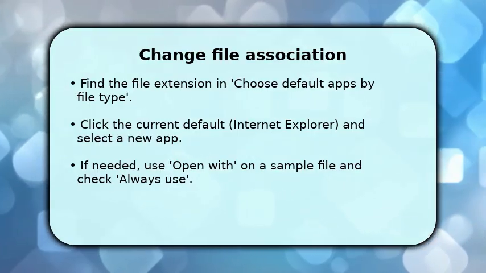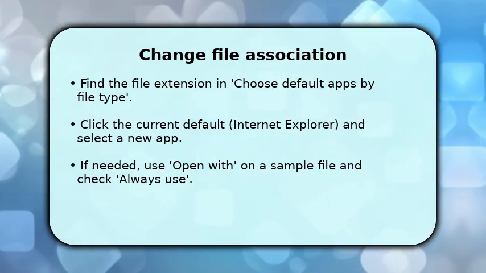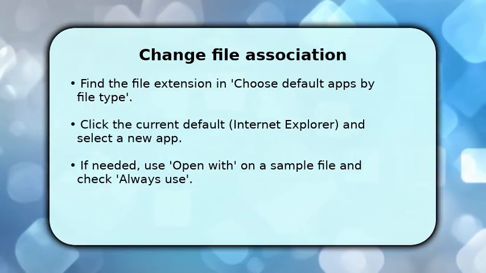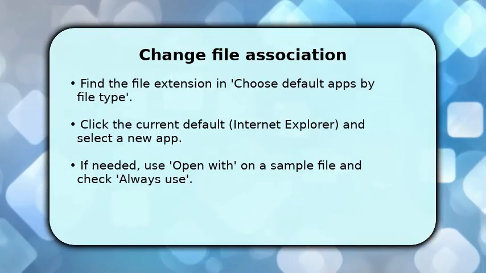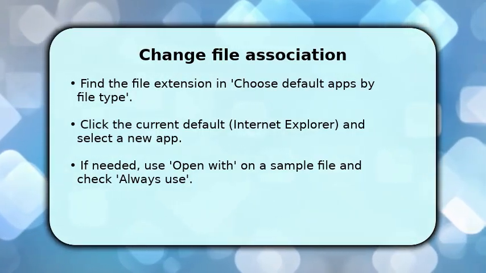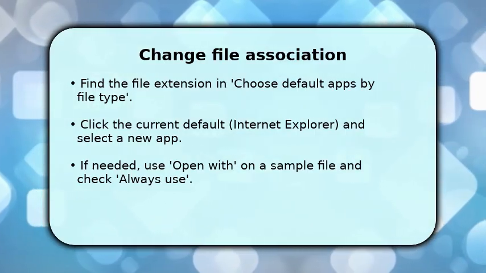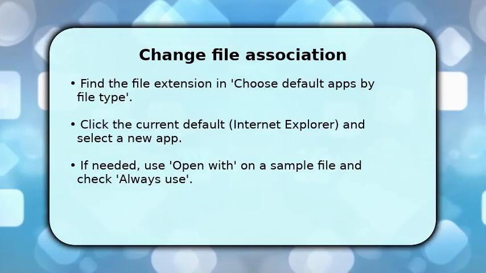Scroll to the extension you identified and click the app listed as the current default. It may show Internet Explorer. From the menu, pick the application you want to use instead. If the app isn't listed, choose More Apps or look for another app on this PC to browse to the program's .exe. Alternatively, right-click a sample file, choose Open With, pick the app and check Always Use this app. Once done, Windows will open that file type with your selected program.